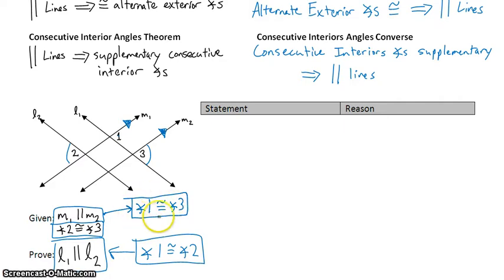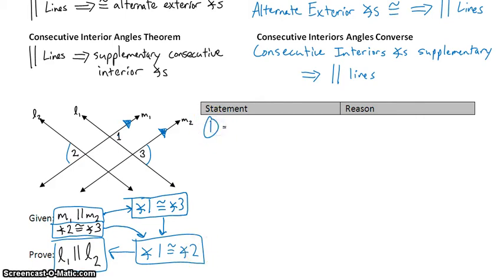Now if I look at this statement and this statement, angle 1 is congruent to angle 3 and angle 2 is congruent to angle 3. That must mean that angle 1 is congruent to angle 2. I can combine those two statements to make this statement. This is the flow of my proof. I just need to write it as a two-column proof.